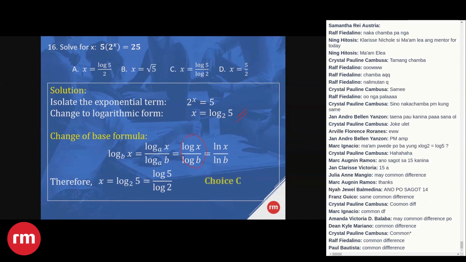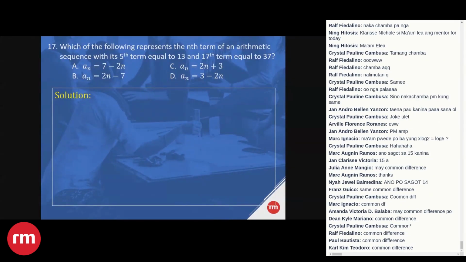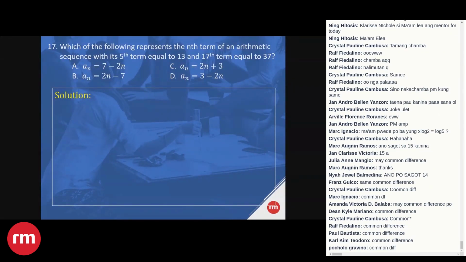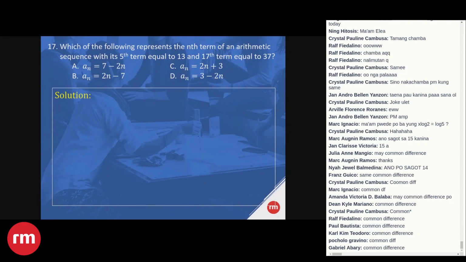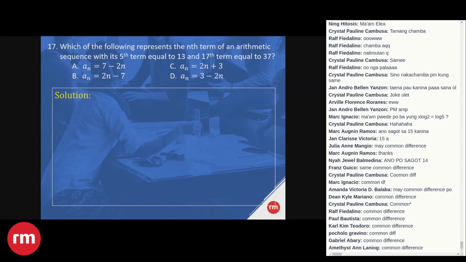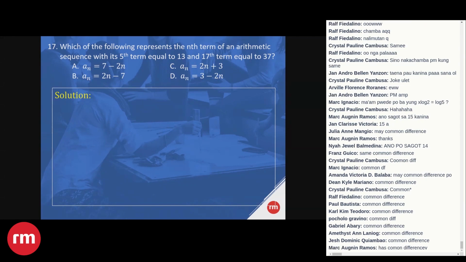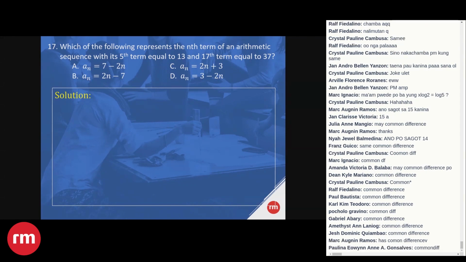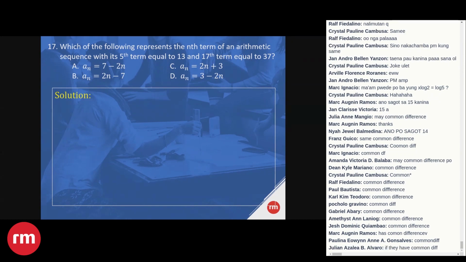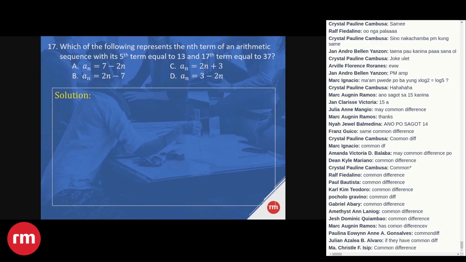Okay. So to answer number 17, tama yun, may common difference. Ibig sabihin, you will get the next term by adding a common difference or a constant to the preceding term. So dapat yung ina-add ninyo ay hindi nagbabago. It should be a constant. So here for number 17, you have an arithmetic sequence, and the 5th term is 13. The 17th term is 37.